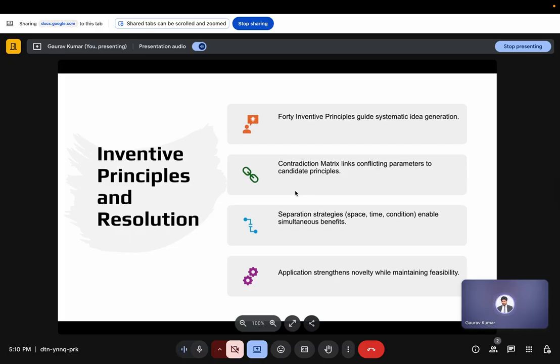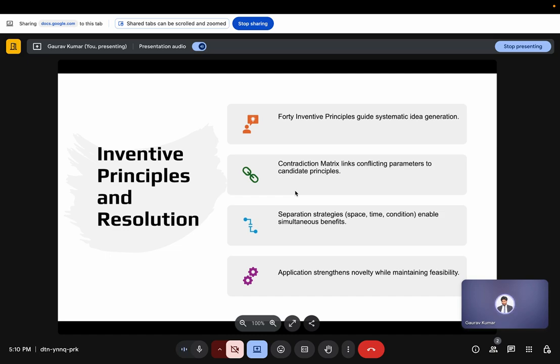Okay, so TRIZ offers a compendium of 40 intuitive principles, each representing a generalized strategy to resolve contradictions. Examples include segmentation, universality, prior action, asymmetry, and dynamization. These principles enable designers to jump beyond the limits of current thinking by applying solution patterns that have worked across industries and technology.